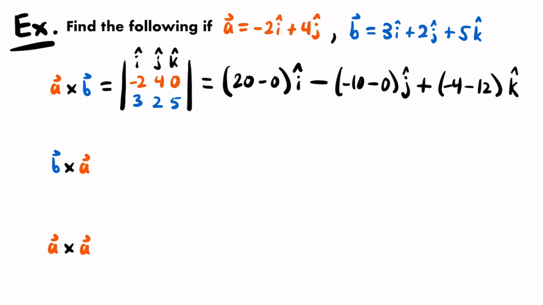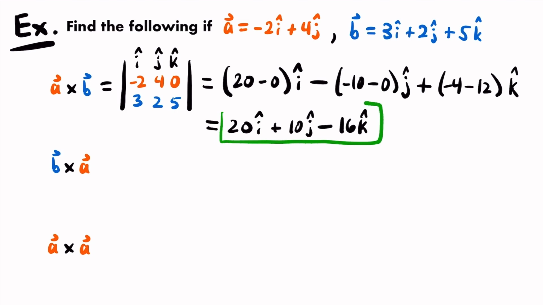All right, now if we simplify, 20 minus 0 is 20. So this is equal to 20i minus negative 10 minus 0 times j. That's just going to be negative 10. So we have negative 10j, but we're subtracting it, so that will become plus 10j. And then finally, we have plus negative 4 minus 12 times k, and that will become negative 16k. So we will subtract 16k. All right, and that right there is the vector that results from the cross product of vector A and vector B. So now we found that vector.